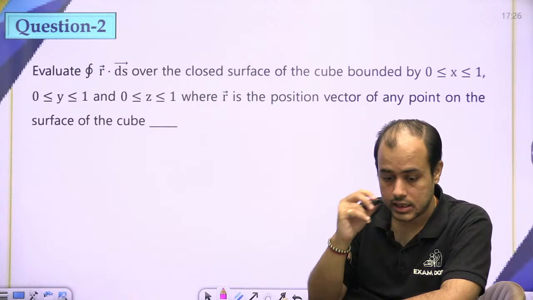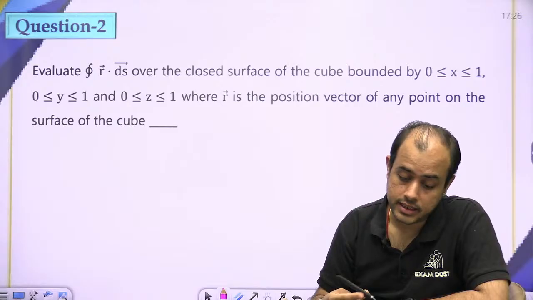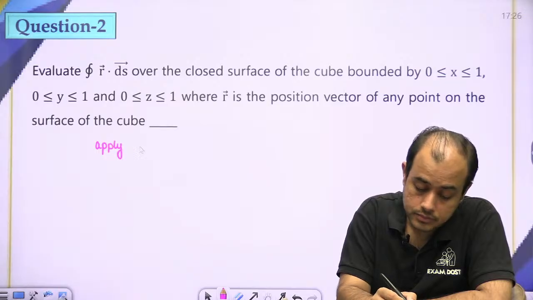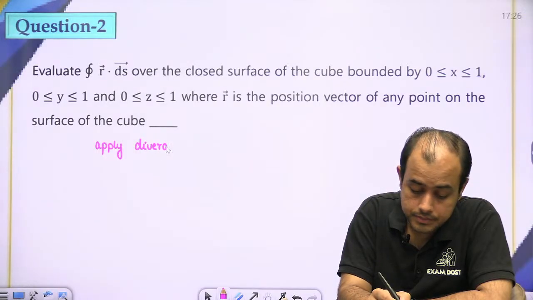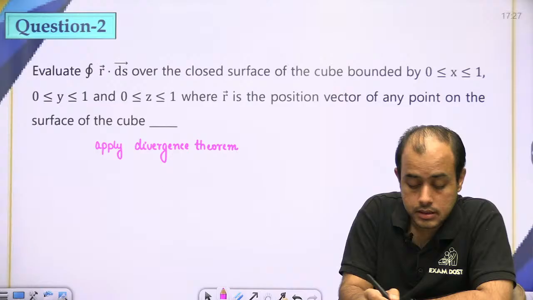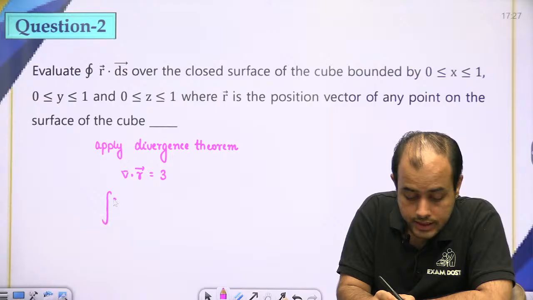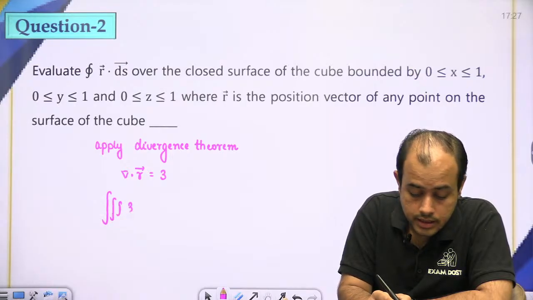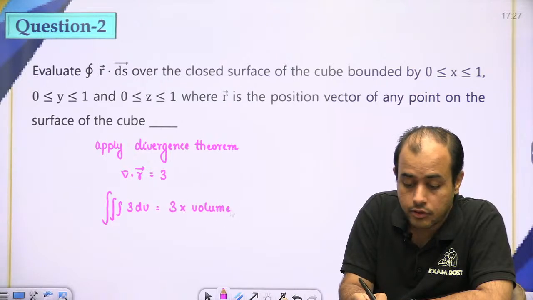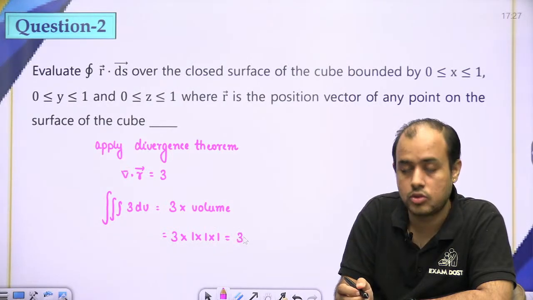Next: r dot ds over the closed surface of the cube bounded by the given limits, where r vector is the position vector. Now beta, here we can apply divergence theorem. Then divergence of r vector will be 3. So we will get 3 dV, that is 3 into volume. What is the volume of a cube? Length into width into height. So answer will be 3.